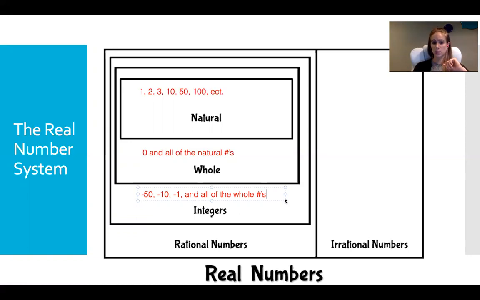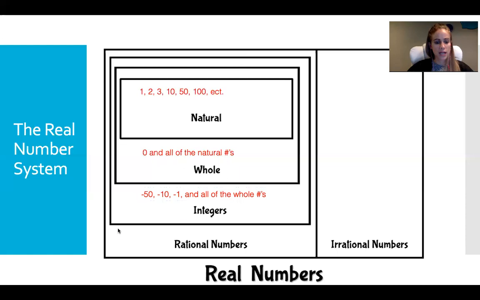Now all of these numbers are considered rational numbers. But there are numbers that are rational that don't fit within the integer, whole, or natural category. That would be fractions, some decimals, and some radicals. First, all, or a majority of, the fractions are considered rational numbers.